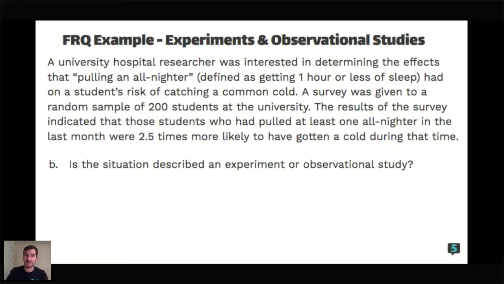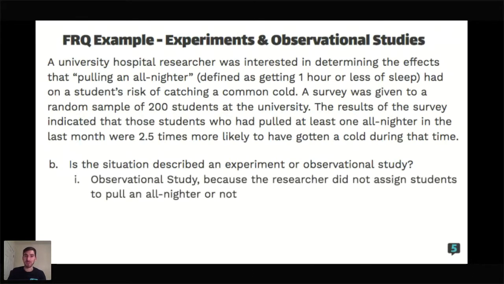All right, in this situation, the researchers were looking for an association, but all they did was give a survey. They did not tell anyone whether or not they should be pulling an all-nighter. So I would say this is an observational study. The reason being, the researcher did not assign students to pull an all-nighter or not. Notice I'm not just saying the researchers did not assign treatments. We're explicitly naming what the two different groups of students are based on the explanatory variable. People who did pull an all-nighter, people who did not. Researchers didn't tell them what to do, so this was an observational study.